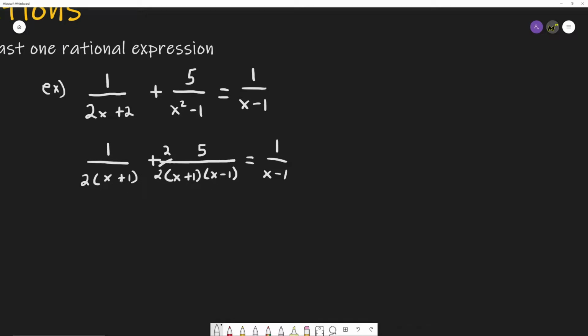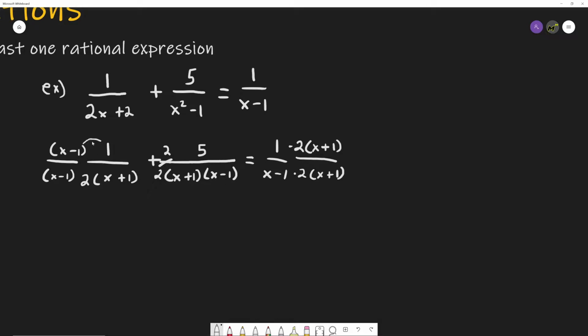And over here we're missing an x minus 1 term, so I'd multiply top and bottom by an x minus 1. And on the right side, it looks like I'm missing a number 2 and the term x plus 1, so I'd multiply top and bottom by 2 times x plus 1 in the numerator and the denominator. Alright, so now the common denominator should be 2 times x plus 1 times x minus 1.